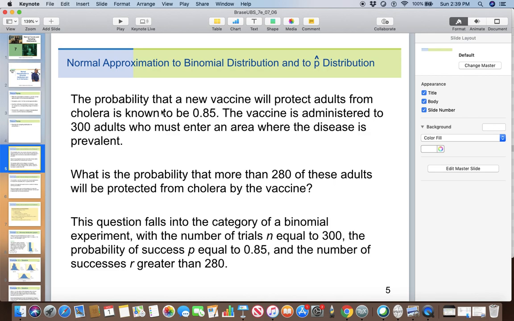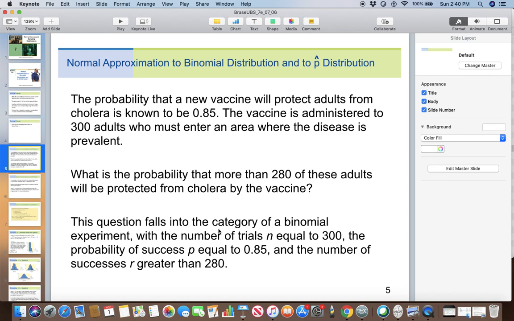Now, the probability that a new vaccine will protect adults from cholera is known to be 0.85. The vaccine is administered to 300 adults who must enter an area where the disease is prevalent. So the probability of success is 0.85. What is the probability that more than 280 of these adults will be protected from cholera? So you want more than 280 successes.